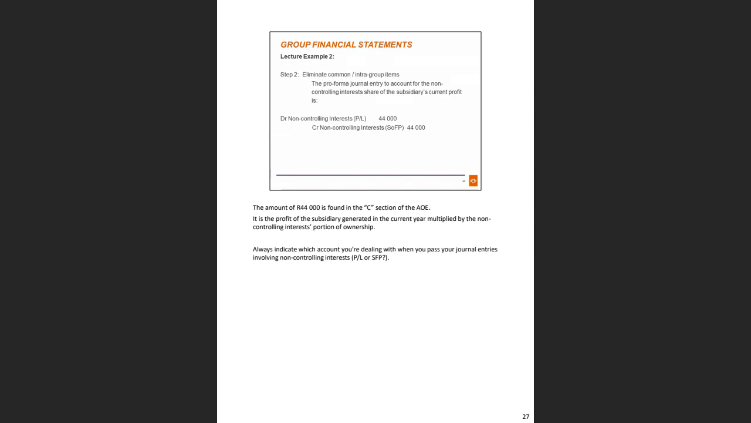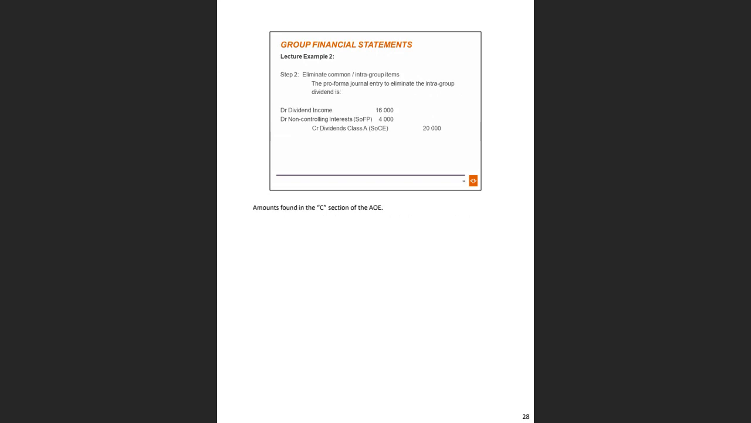It's very important to always indicate whether the non-controlling interest journal name is from the statement of financial position or from the statement of profit or loss, okay? Because this shows your understanding of where NCI should be. This amount comes straight from Part C in your analysis of owner's equity. Let's see what the next journal entry is. So the next journal entry is relating to our dividends. Here, this pro forma journal entry eliminates the intragroup dividend.